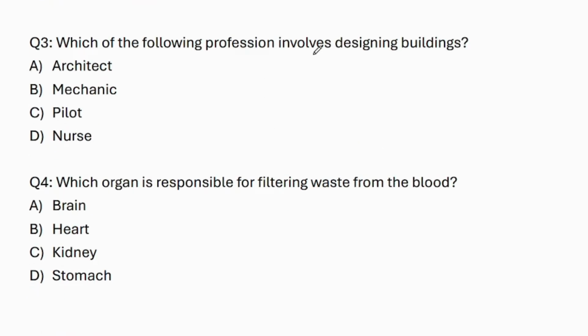Which of the following professions involves designing the buildings? Of course, it is architect, right? Mechanic fixes our cars, bikes. Pilot flies aeroplane. Nurse is in the medical profession, who helps when we fall sick. So, which of the following professions involves designing buildings? Of course, architect. Architect is the right answer.